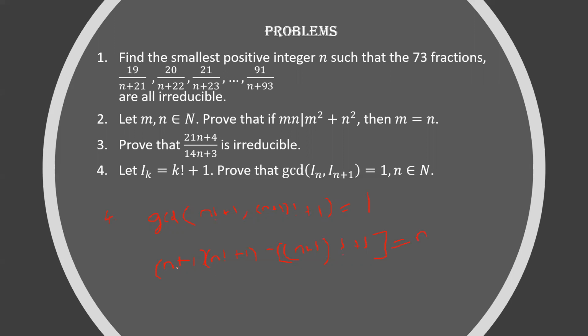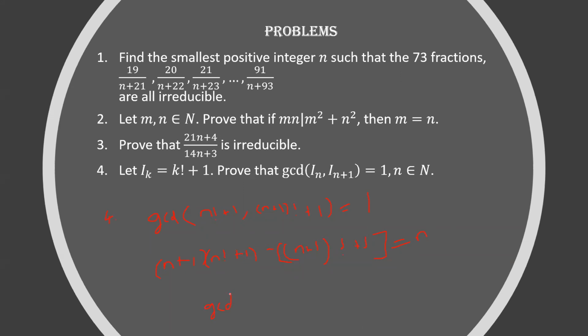See, it is correct, because n plus 1 times n factorial is n plus 1 factorial. So n plus 1 factorial will be gone. Then n plus 1 into 1 is n plus 1, and you have this minus 1 there. n plus 1 minus 1 is nothing but n. This means that GCD of n factorial plus 1 and n plus 1 factorial plus 1 divides n.